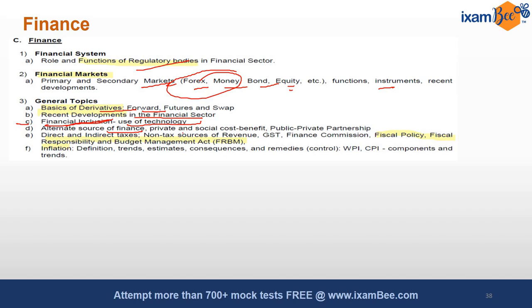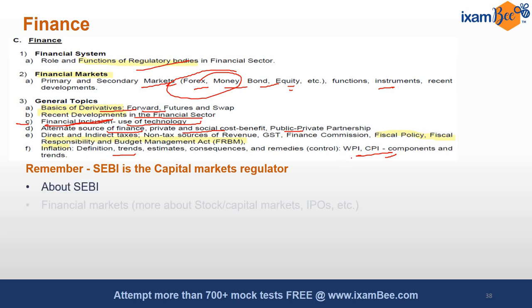Alternate source of finance, private and social cost benefit, PPP, private public partnership, direct tax, indirect tax होते क्या है, fiscal policy, monetary policy, inflation. So inflation you will see it in economics also, like there will be some overlapping. WPI, CPI. So here also remember that SEBI is capital market regulator. So understand about SEBI, understand about फाइनेंशियल मार्केट.